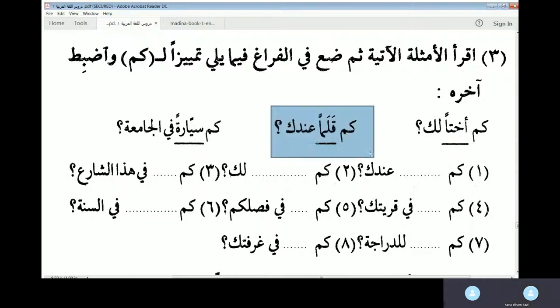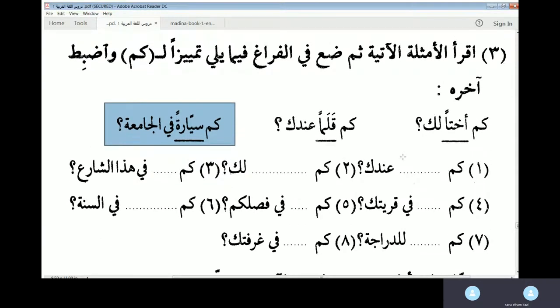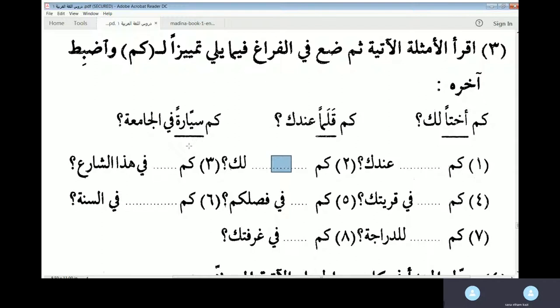Kam kalman indaka? How many pens do you have? Kam sayyaratan fil jamiyati? How many cars are in the university? So I just have to make different examples, right? Kam baitan laka? How many houses do you have? Kam akhan laka? How many brothers do you have? Kam fundukan fi hadhash shari? How many hotels do you have in this street?